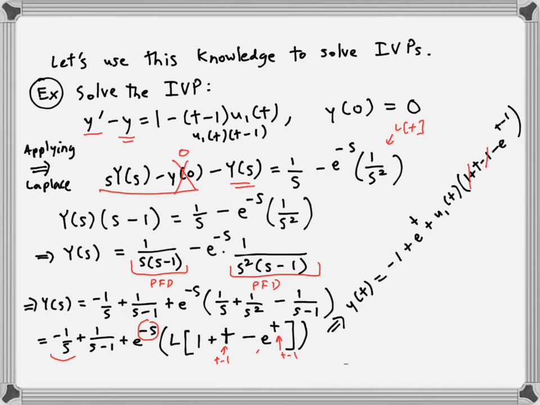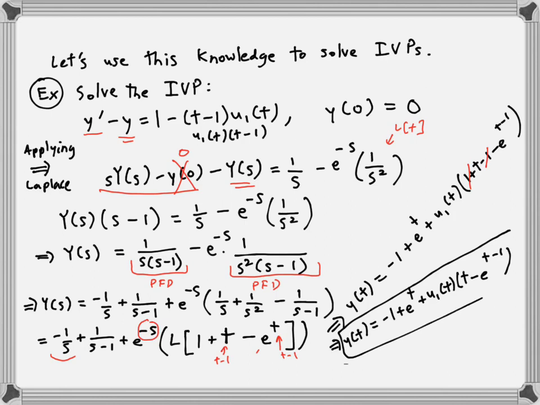These cancel each other out. And so our answer is y of t is equal to negative 1 plus e to the t plus u1 of t times t minus e to the t minus 1. We just solved the initial value problem.